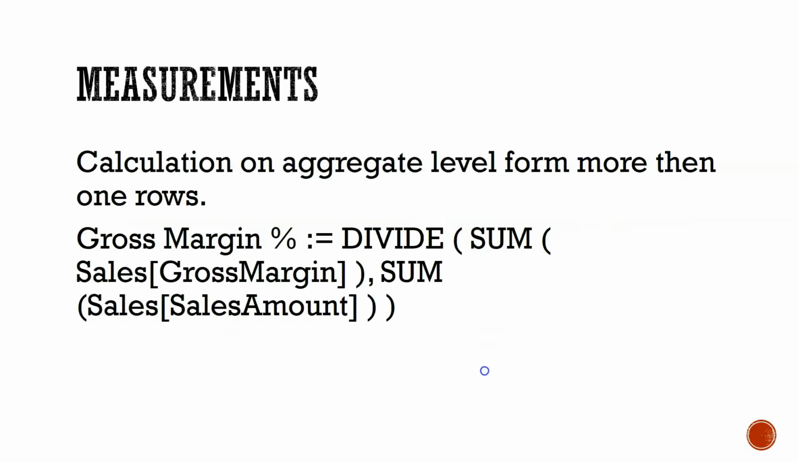Then comes a measure. Measures are aggregates at the level of more than one row. For example, if we want to get gross margin, then we have to sum up the gross sales and divide it by the sum of sales amount, so we can get a gross margin. So measures are the result of aggregate functions on multiple columns. Measures are basically aggregated level values of more than one row.